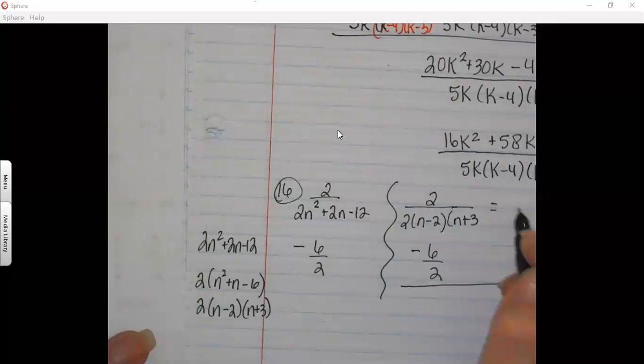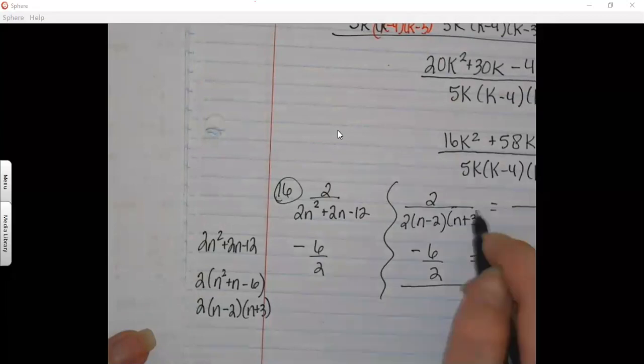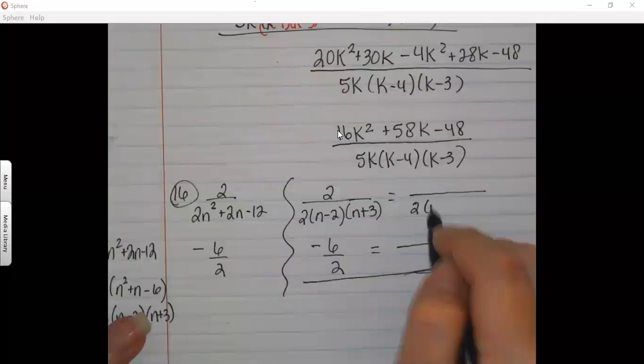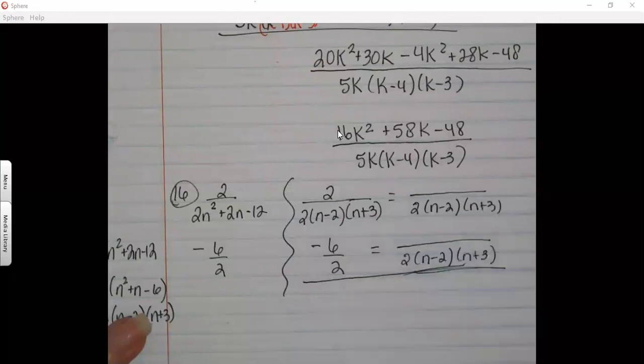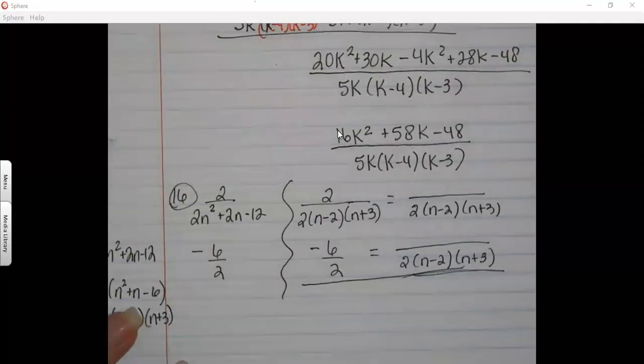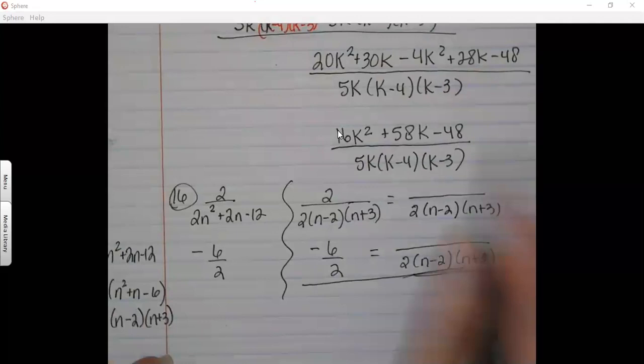Okay, so we know we need a 2 in our least common denominator. We need an n minus 2, and we need an n plus 3. Coolio? So the top fraction, the denominator did not change, so the numerator won't change. Thank goodness. The bottom fraction, I'm going to need what? An n minus 2 and an n plus 3.